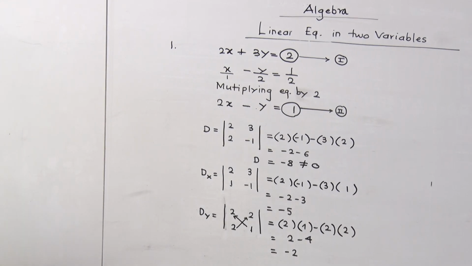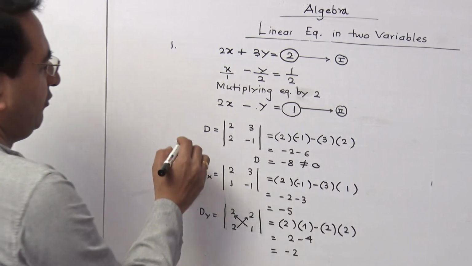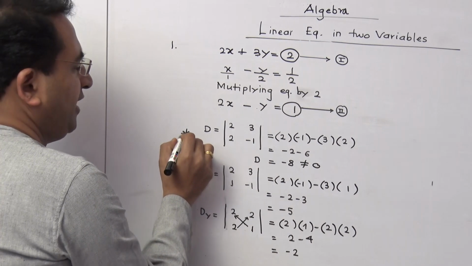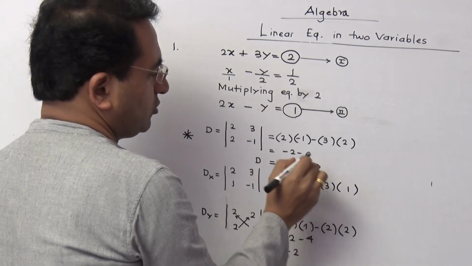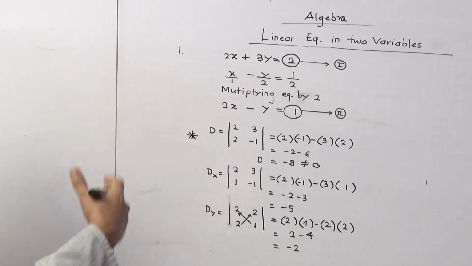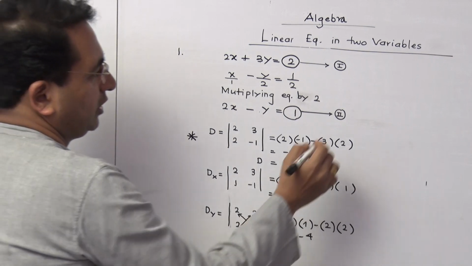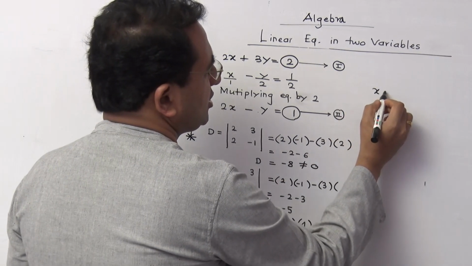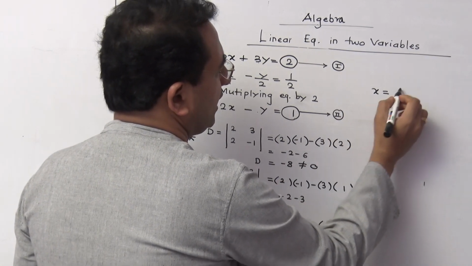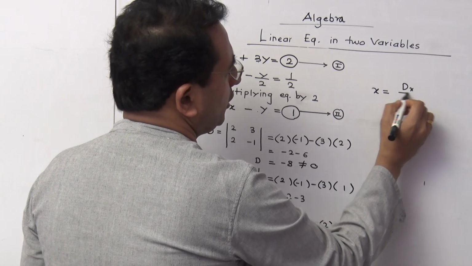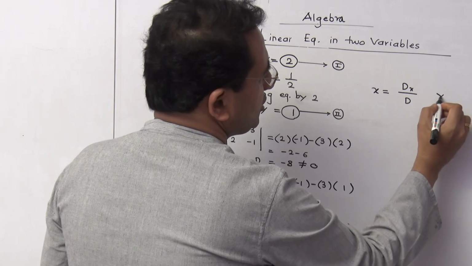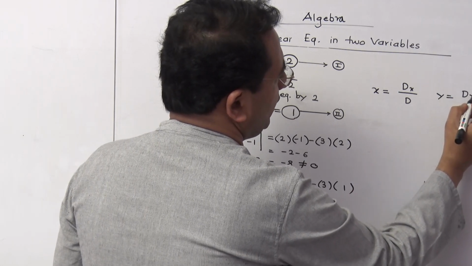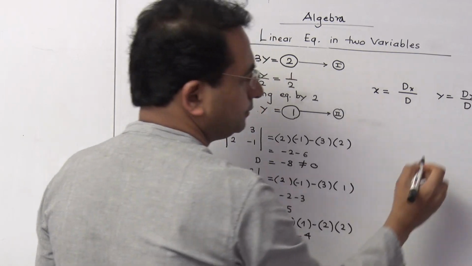Now once we have got these answers, only this thing we have to remember is this value of d. This discriminant value should be always a non-zero number. Let us go for the next calculation. Now the last step, x is equal to, the formula is dx upon d, and y is equal to, this is going to be dy upon d.